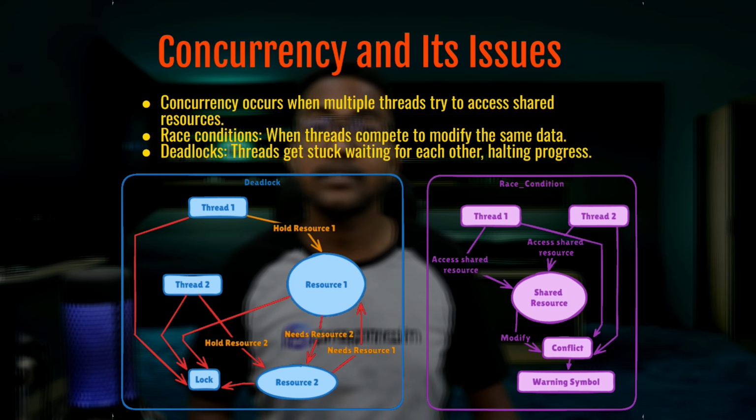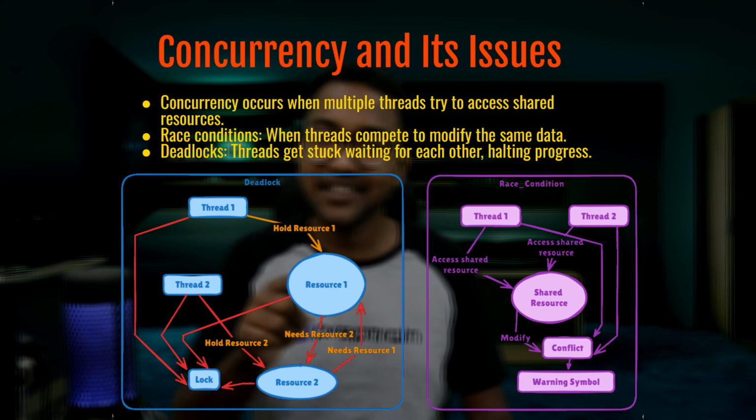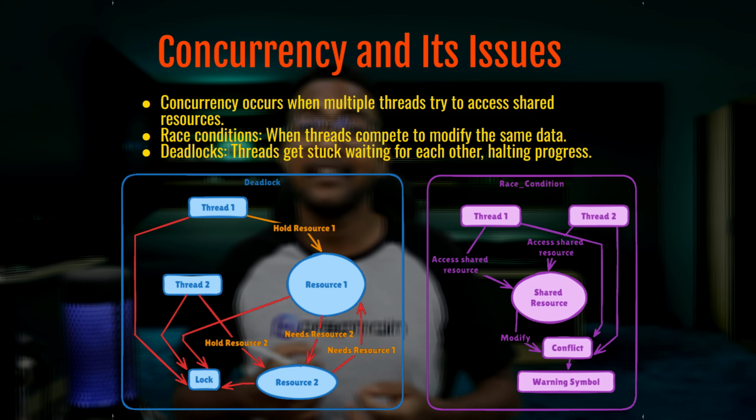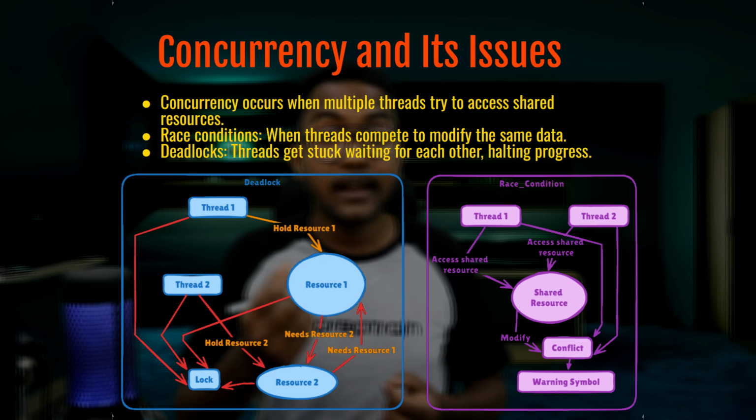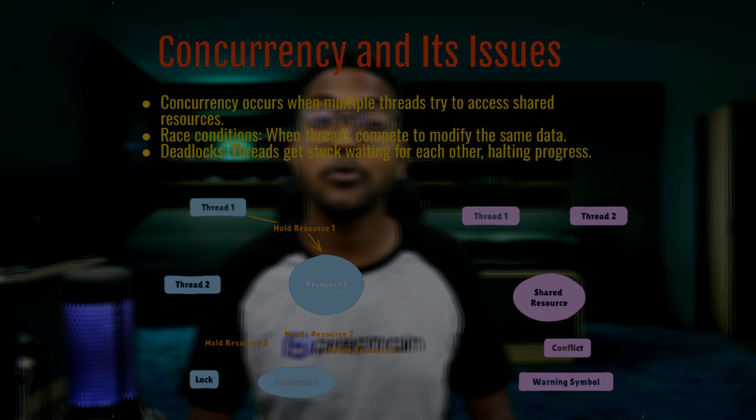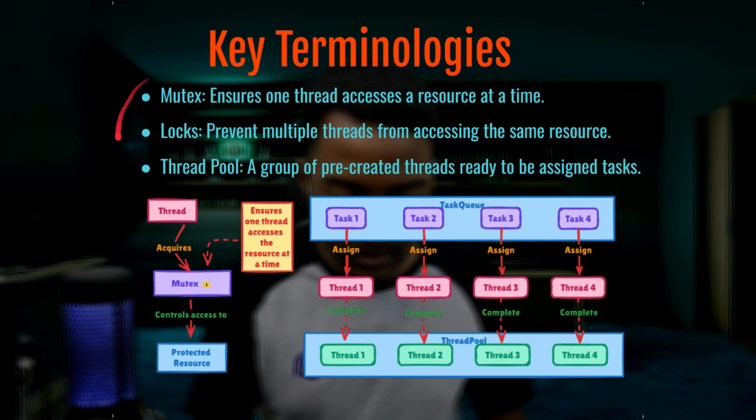The good news is that there are ways to manage both of these problems, which we will cover in the next few slides. Now that we have looked at the problem of concurrency and introduced race conditions and deadlocks, let's move on to the next slide where we'll discuss some key terminologies that will help you understand how to resolve these issues. Okay, first we have the term mutex.